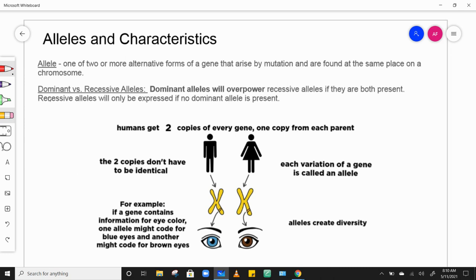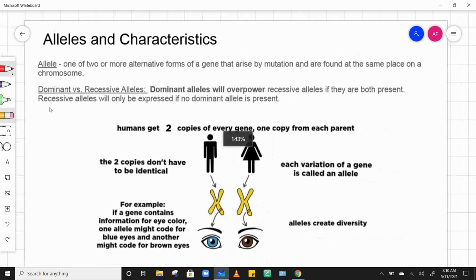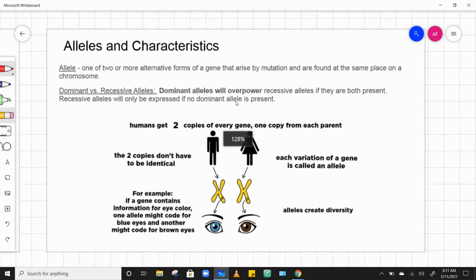All right. And when we have alleles, there's usually one that dominates the other. So if you have both of the alleles, one will dominate over the other. For example, if you have an allele for brown eyes and an allele for blue eyes, because everyone gets two, then you'll have brown eyes because brown eyes is dominant, and blue eyes is recessive. Recessive alleles will only be expressed if no dominant allele is present.